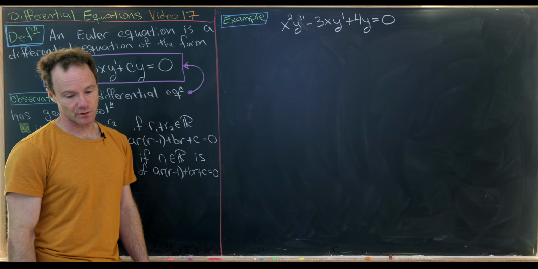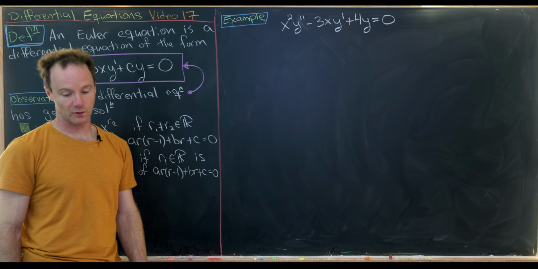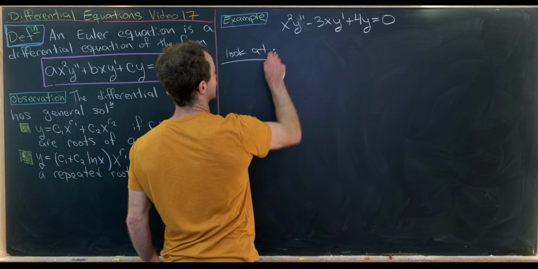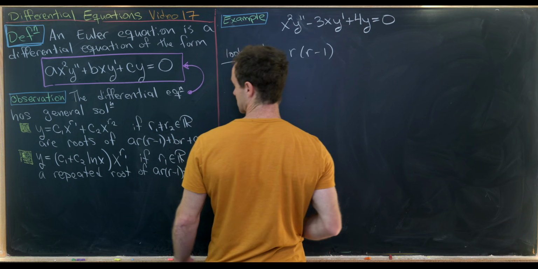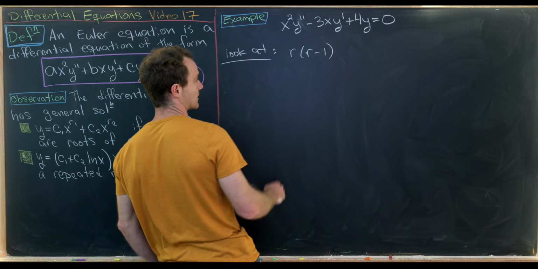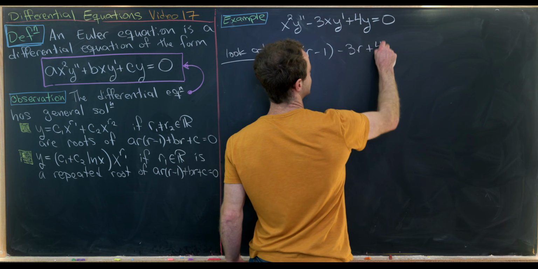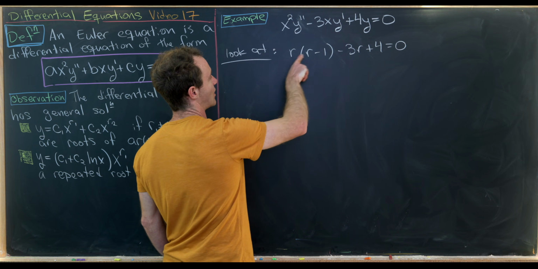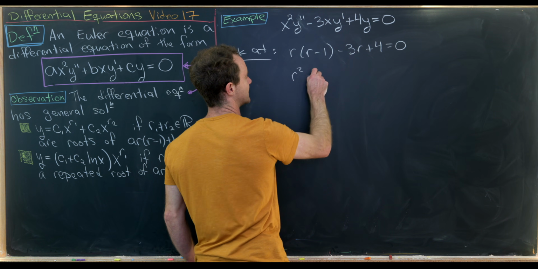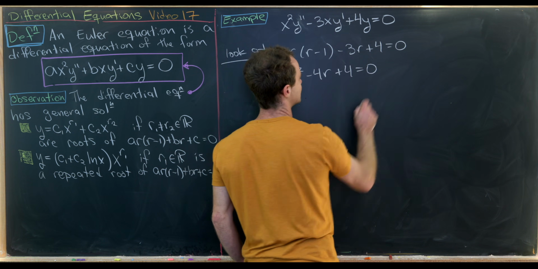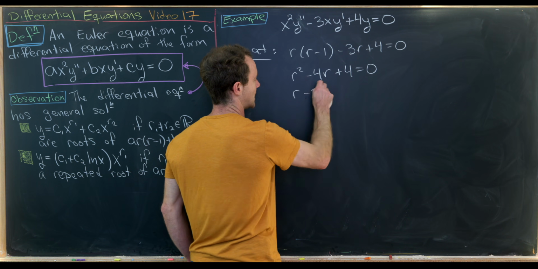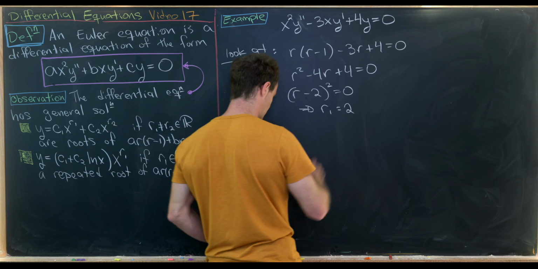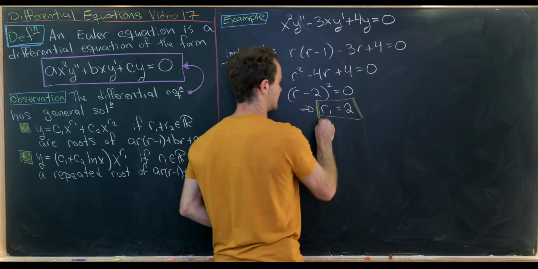So our example is x squared y double prime minus 3xy prime plus 4y equals 0. We need to look at that indicial polynomial, like I said. So that'll be r times r minus 1, because our coefficient a is 1 here, and then we'll have minus 3 times r plus 4 equals 0. Let's see what we get if we simplify this. We'll have r times r is r squared, minus r minus 3r is minus 4r, plus 4 equals 0. So this factors as r minus 2 quantity squared. That means we have a repeated real root of r1 equals 2.